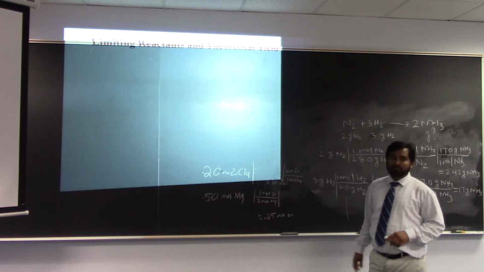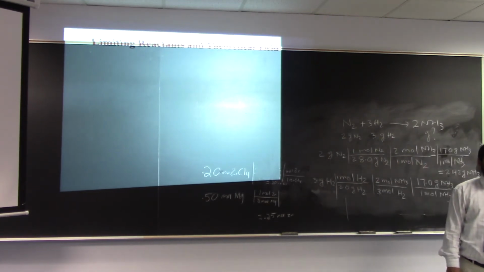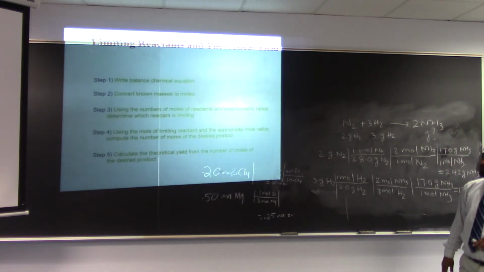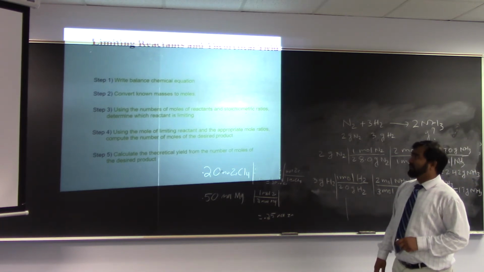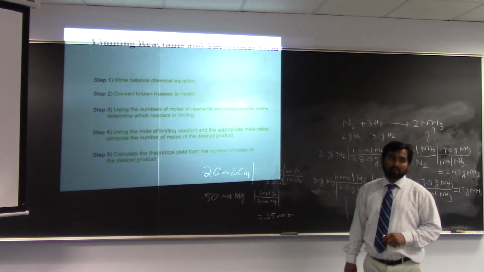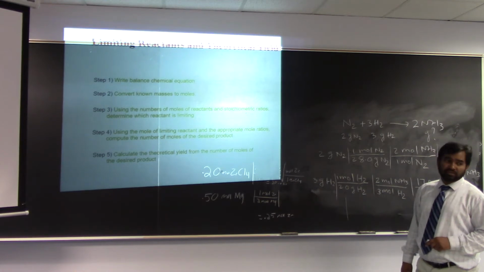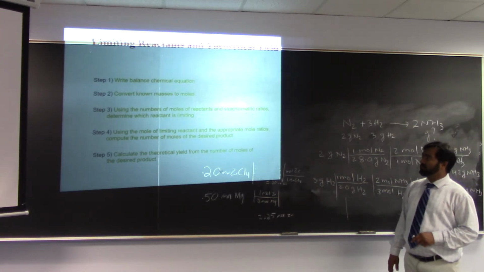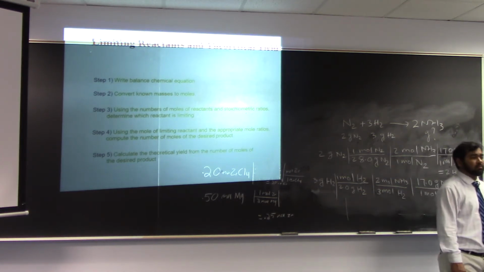Just divide by the grams? Yes, gram over gram. So that will be no unit then, right? Yes, just the number. So the exact steps are: write the balanced chemical equation, then convert masses to moles, which you have been doing, and then use the mole to mole stoichiometry ratio. Then finally, you get the product, which you calculate as actual over theoretical, multiplying by 100%.